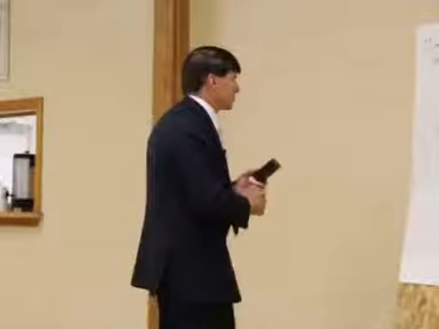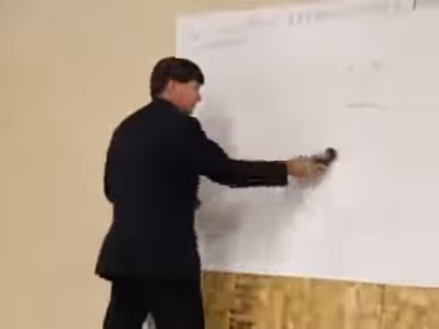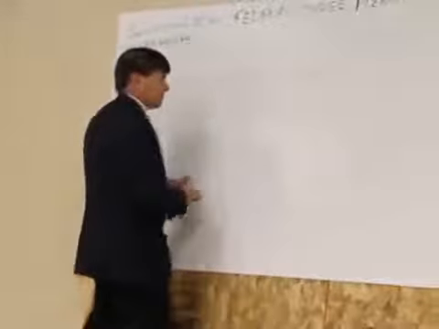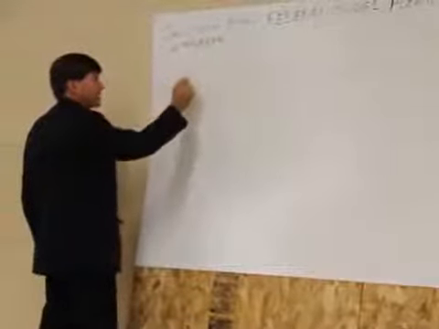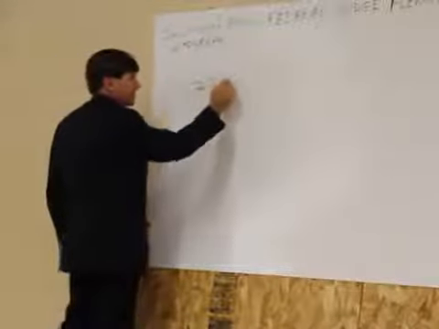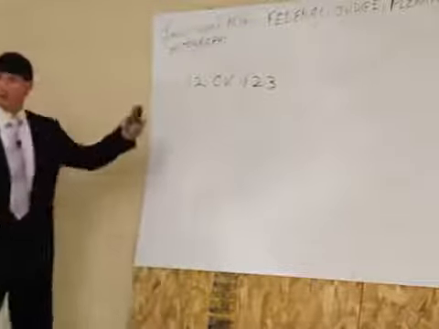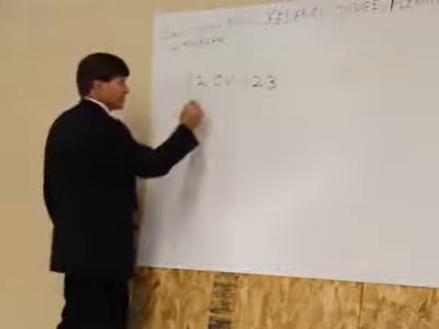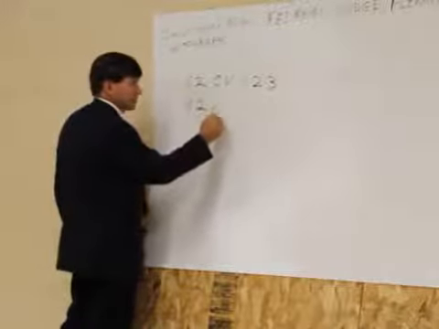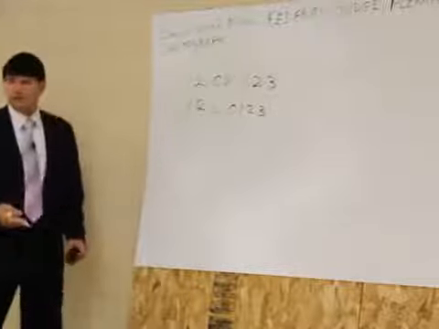The federal judge is going to come back, and here's your case number. It's 12 CV 123. That's what the clerk puts on your paperwork. The judge is going to come back and he's going to answer you 12 CV lowercase 0123. It's a different case number.